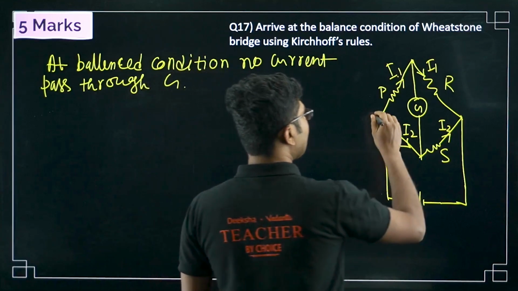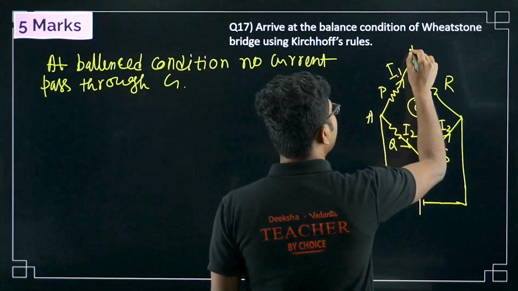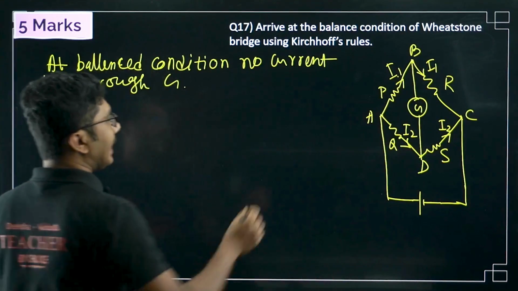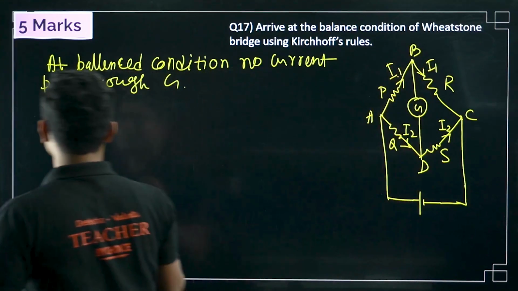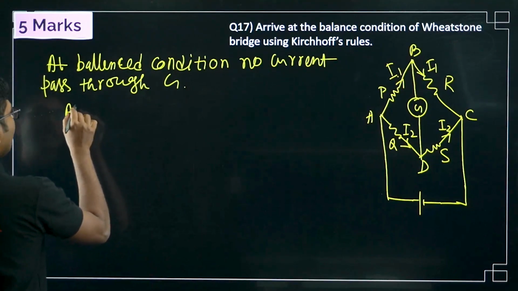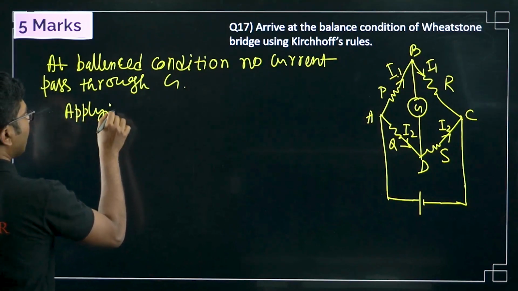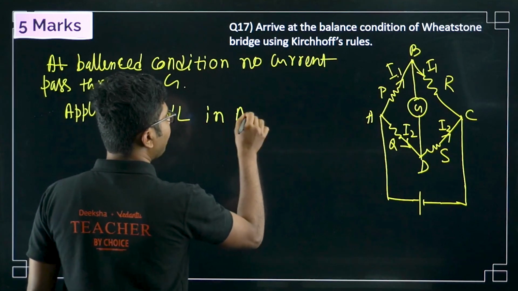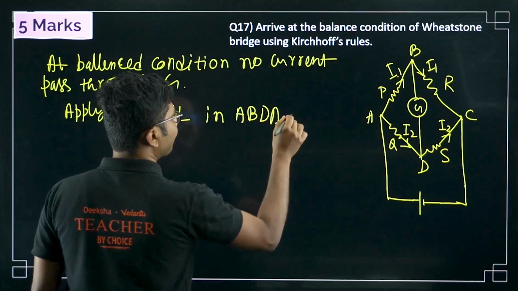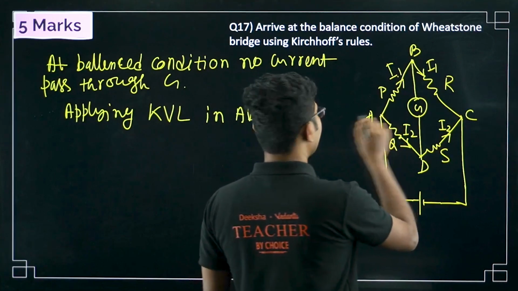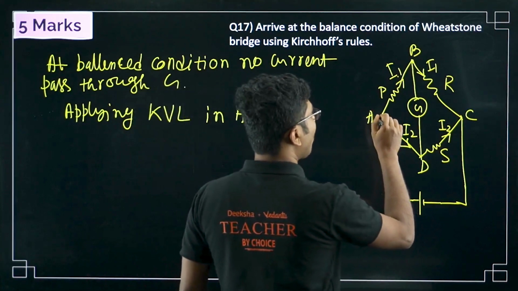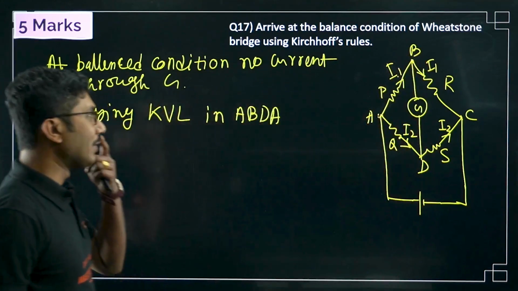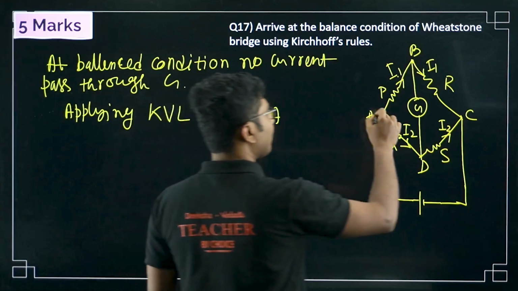Now we will apply first A, B, C, D. So first we will apply A, B, D, A. First loop is applying KVL, that is Kirchhoff's voltage law, in A, B, D, A. Why do we write it like that? We start from A and we end at A. That is why it is called a loop. That is how you write a loop. So first is this one.